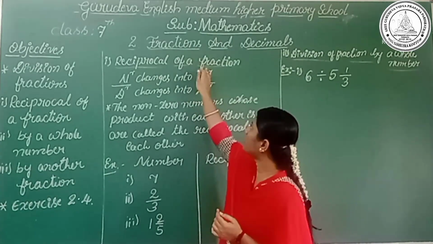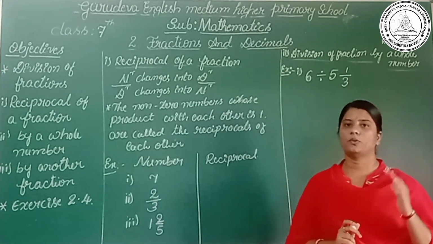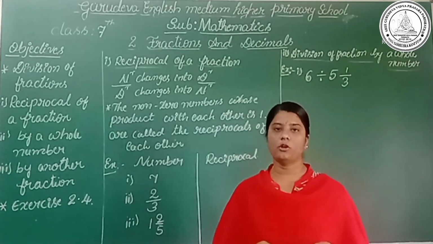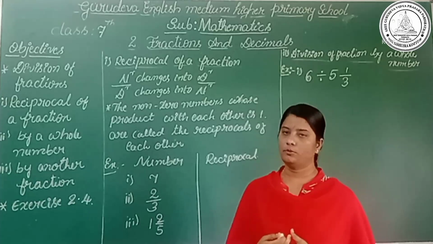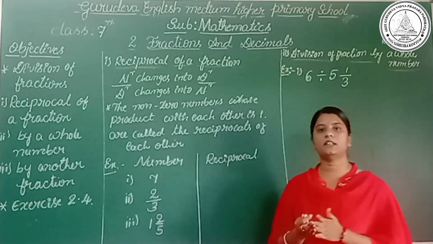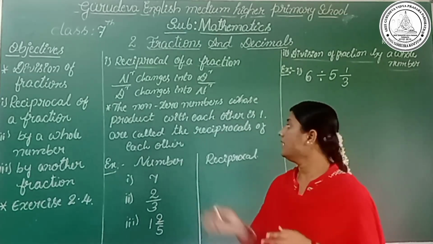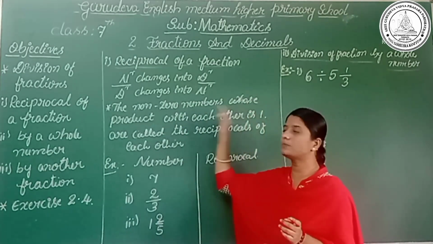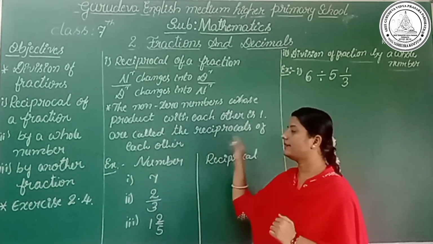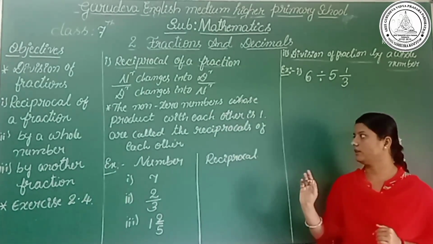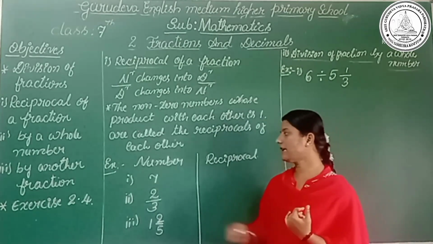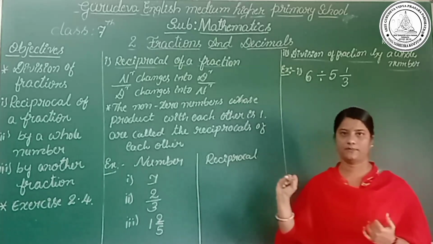So what is the reciprocal of a fraction? If there is a fraction, if we change the numerator and denominator, the numerator to the denominator, we will get the reciprocal of a fraction. So what is the definition of the reciprocal of a fraction? The non-zero numbers whose product with each other is 1 are called the reciprocals of each other. For example, here there is a 7, right?